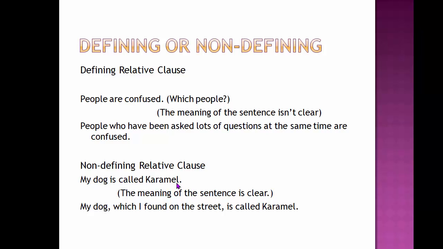My dog is called Caramel. And my dog, I have a dog, and my dog, I'm talking about this. Meaning is clear. I don't need any extra sentence here. But if I use, it gives extra information. Let's look at the sentence. My dog, which I found on the street, is called Caramel. It gives extra information for you. So I use comma. If I omit this from the sentence, it makes sense. My dog is called Caramel. But if I add it, it gives extra information.